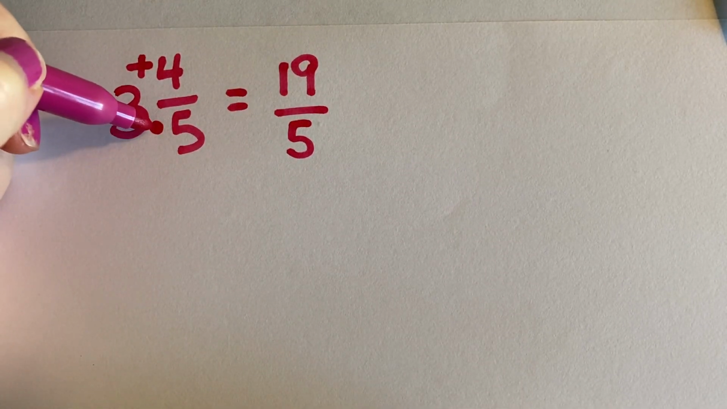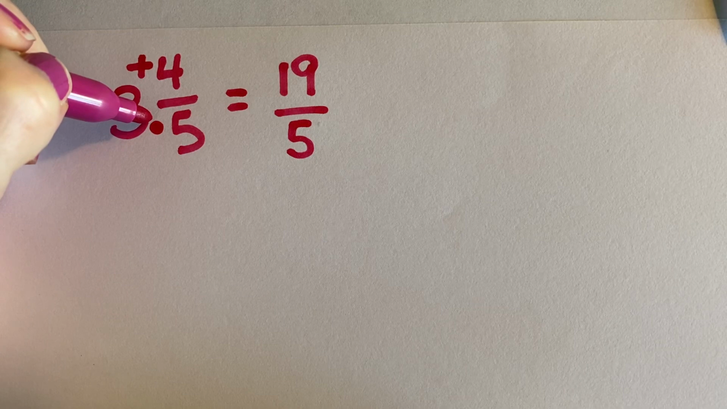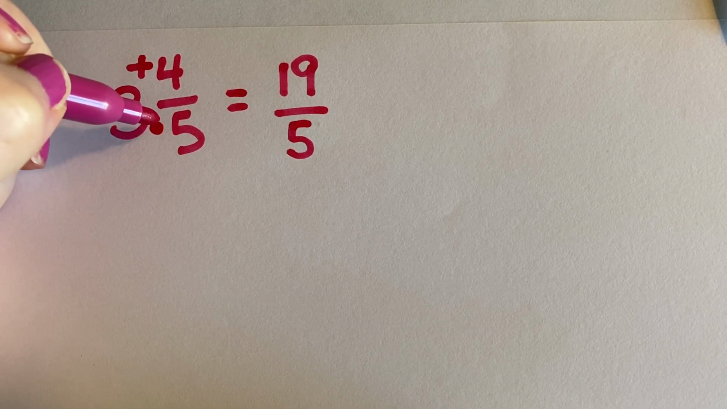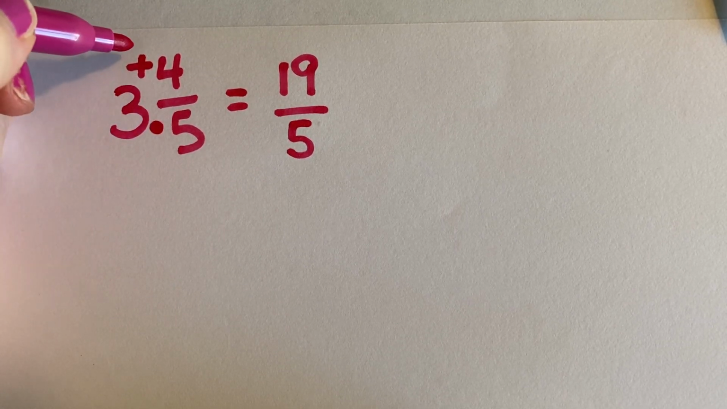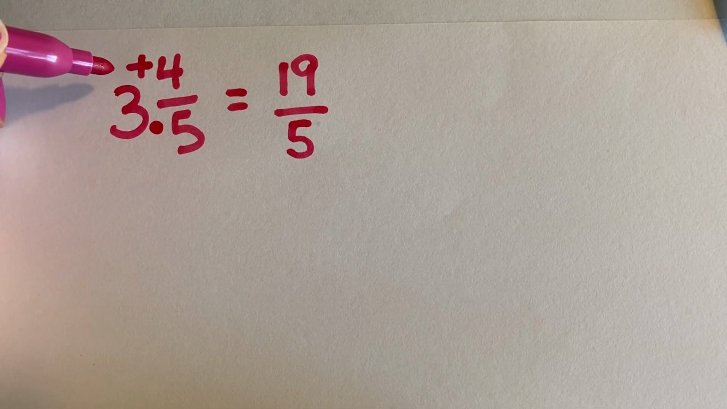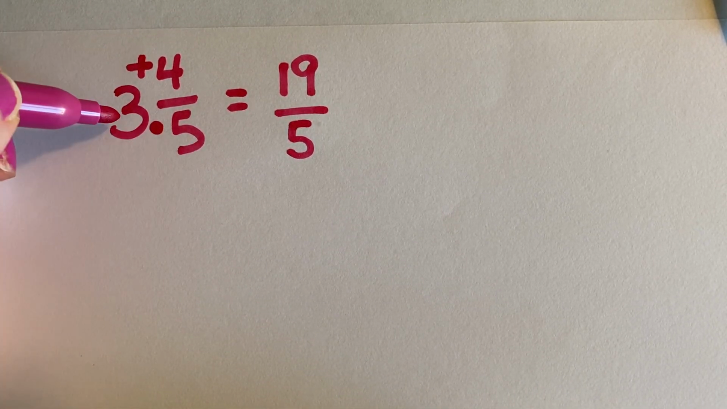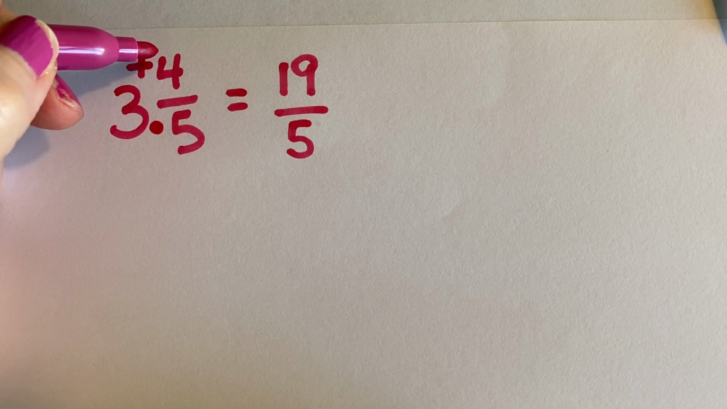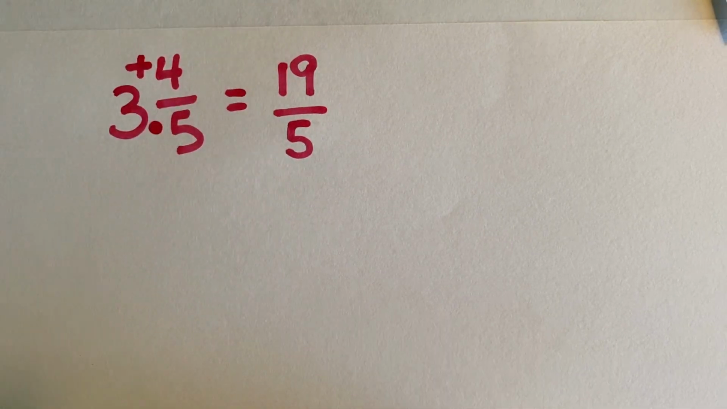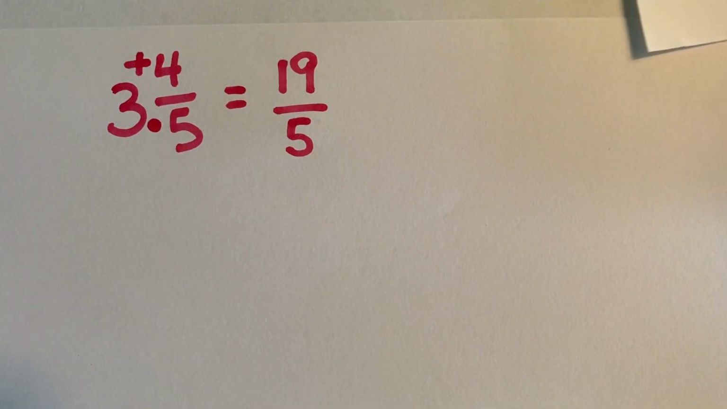So why did I use the dot? Well, if I use an X for a times sign, depending on the way you may turn that, it could look like a plus sign, and I don't want to confuse it. So times these two, take that product, add the top, 19 over 5. Let's do another one.